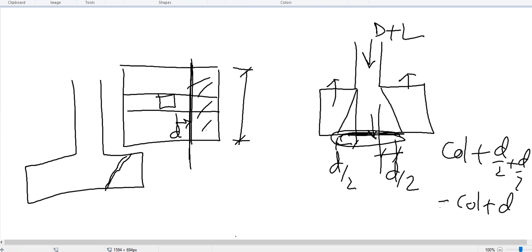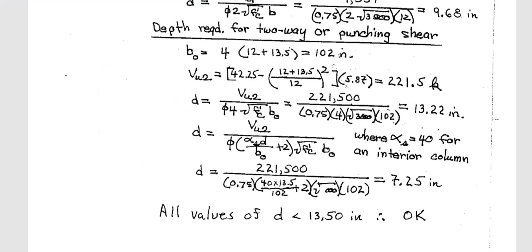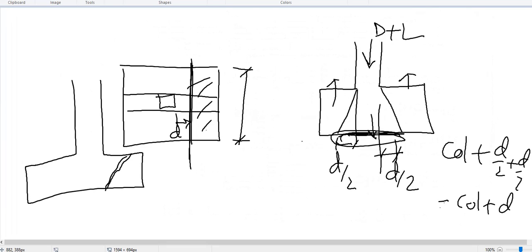Okay, so if I go to the solution, first they did the b naught, which is the perimeter of your punched area, what I showed, column plus d. This column plus d, where did it come from? Column plus d by 2 plus d by 2. That dimension times 4, because 4 sides. If I go back there and show the plan, that is my footing, this is my column. So this perimeter, 1 2 3 4, so 4 sides, every side is column plus d.